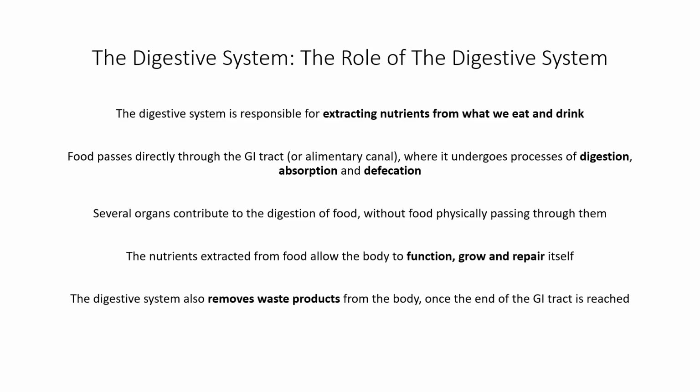So this is another role of the digestive system. Through extracting nutrients from what we drink, ultimately what we are trying to accomplish is allow the body to function, grow and repair itself. So we're extracting the nutrients and then we're giving them to the areas of the body that will need them, helping with regular function, helping the body to grow and helping the body to repair. The digestive system will of course also remove any waste products for the body. This is done via defecation, and this is at the end of the GI tract.